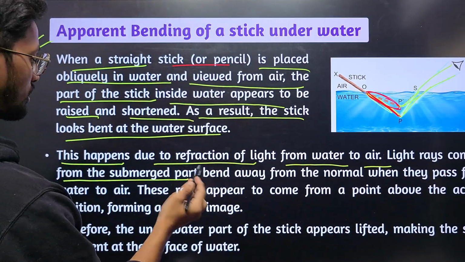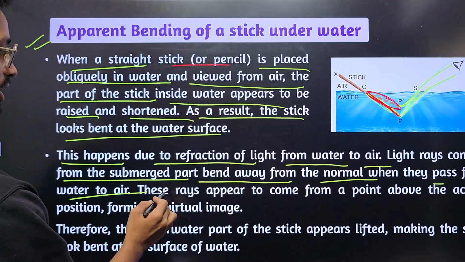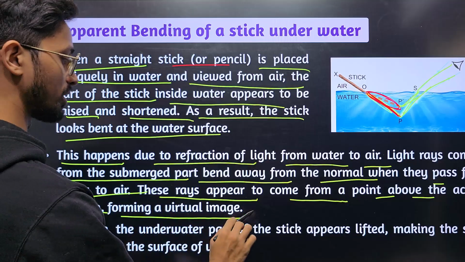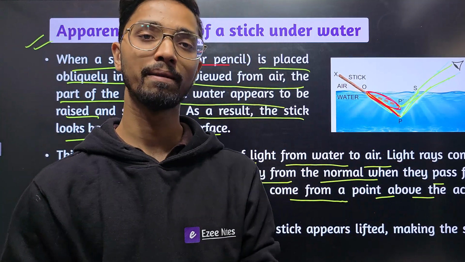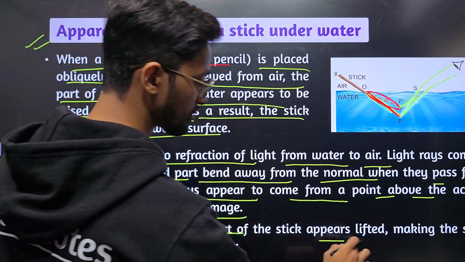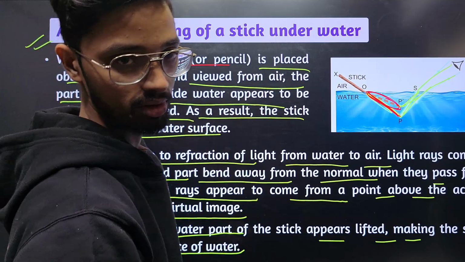Light rays coming from the submerged part bend away from the normal when they pass from water to air. These rays appear to come from a point above the actual position, forming a virtual image. So we see an apparent image above the actual depth. Therefore the underwater part of the stick appears lifted, making the stick look bent at the surface of water.